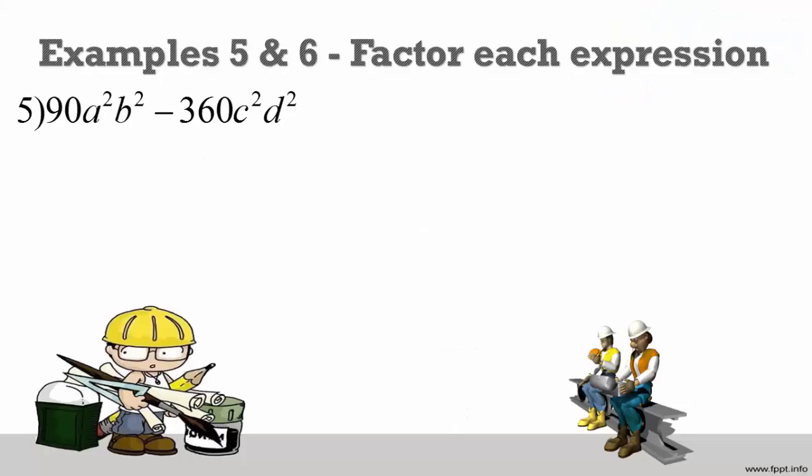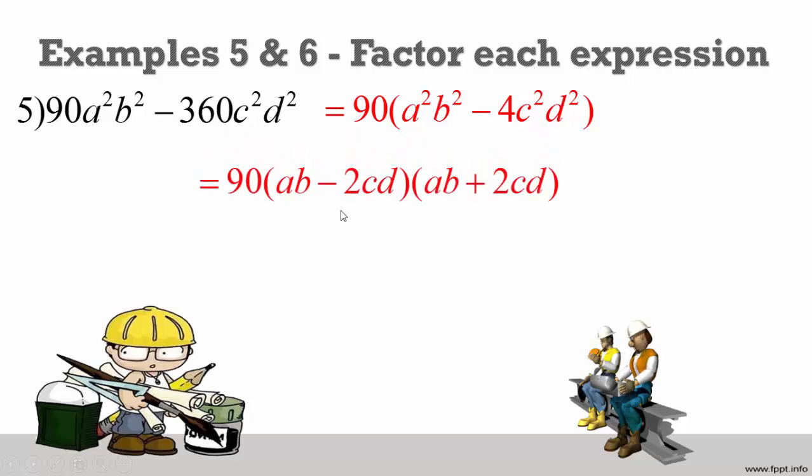Summarizing what we just did on the whiteboard for example number 5, we factored out the 90, and once we factored out the 90, we found that we did have a situation where we had the difference of two squares, a squared b squared minus 4c squared d squared. And then we were able to use our formula to factor that out. And we got 90 times ab minus 2cd times ab plus 2cd.